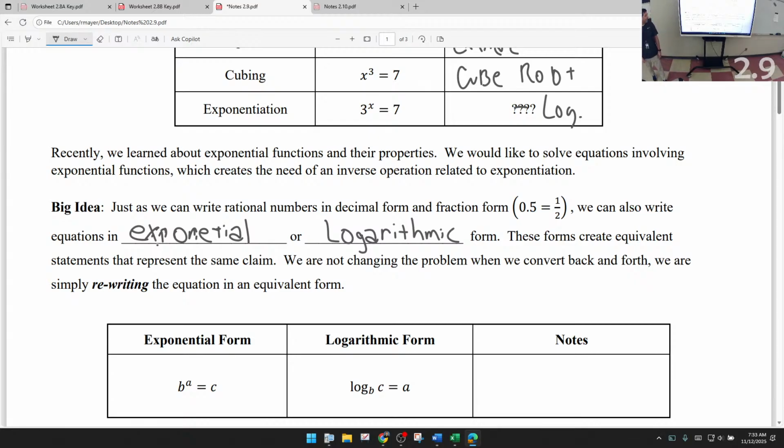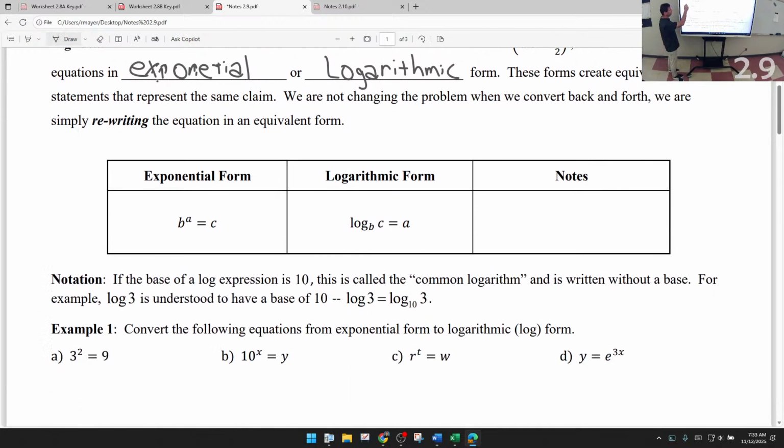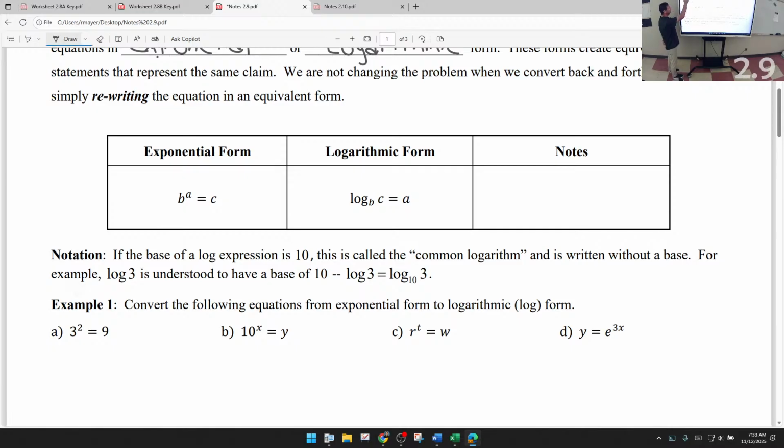These forms create equivalent statements that represent the same claim. We are not changing the problem when we convert back and forth. We are simply rewriting the equation in an equivalent form. So we're not changing anything other than the look. We're not changing the value, or what it's equal to. We're just changing what it looks like. And this, guys, is what you need to make sure you know.